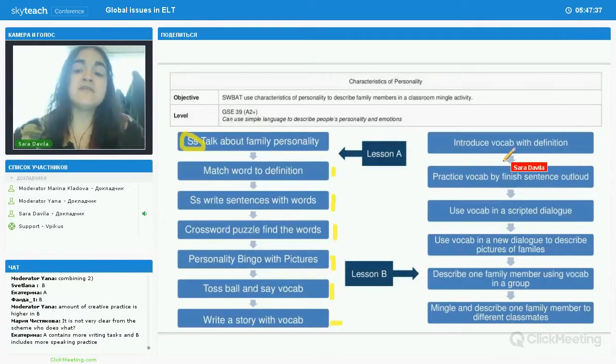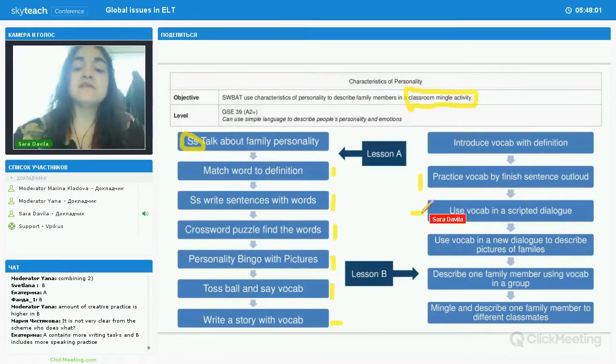I start off with the word definition, and then we practice using those vocab words in a sentence out loud. This is my vocabulary clarification activity. From here, I move on to my first use activity, where my students use the vocabulary in a scripted dialogue. As you can see, my objective for the end of the lesson is that my students can do this classroom mingle activity. That's very important. That's what I want to get to.